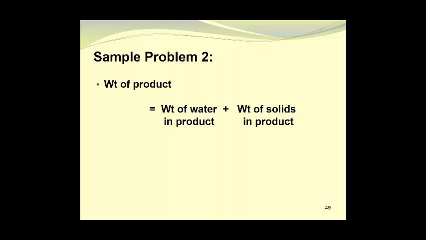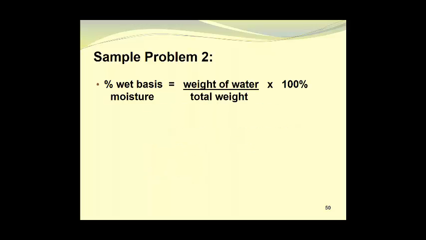So the weight of the product will be equal to the weight of the water in the product plus the weight of solids in the product. We know these values are 8.47 kilograms of water plus 38.75 kilograms of solids, and that works out to 47.22 kilograms as the total weight of the product.